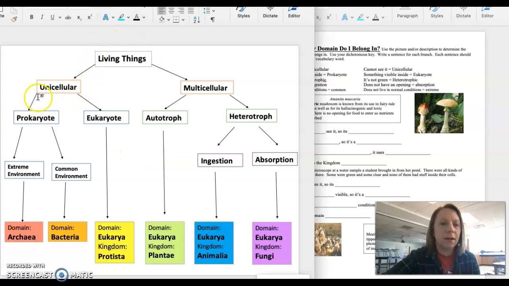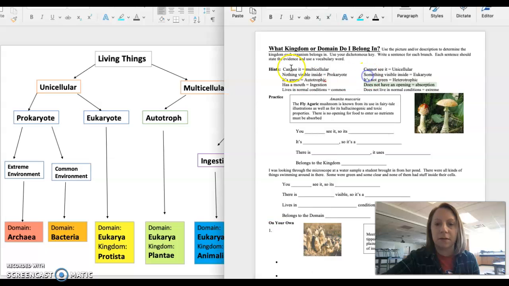So if we had a unicellular organism, so you couldn't see it with the naked eye, so if you looked at it under a microscope, then you'd see one of two things. If there's nothing really visible inside, there's no nuclei, you don't really see any organelles, then you have a prokaryote. If you do see something inside, you see a nucleus or something like that, you have a eukaryote. So if you go the eukaryote route, then you know that you have a species in the kingdom Protista.